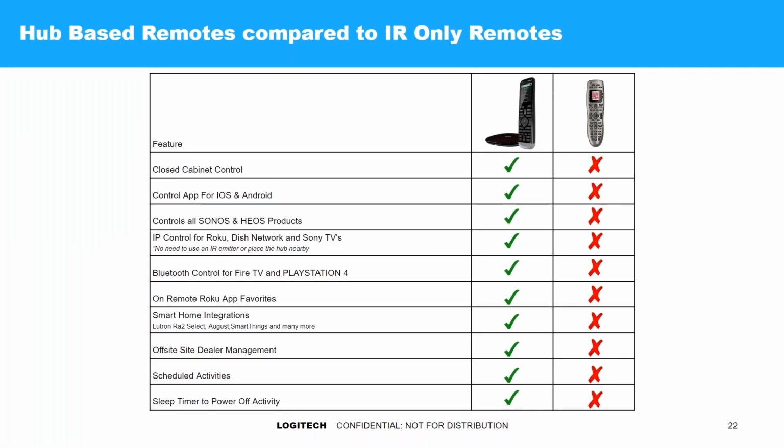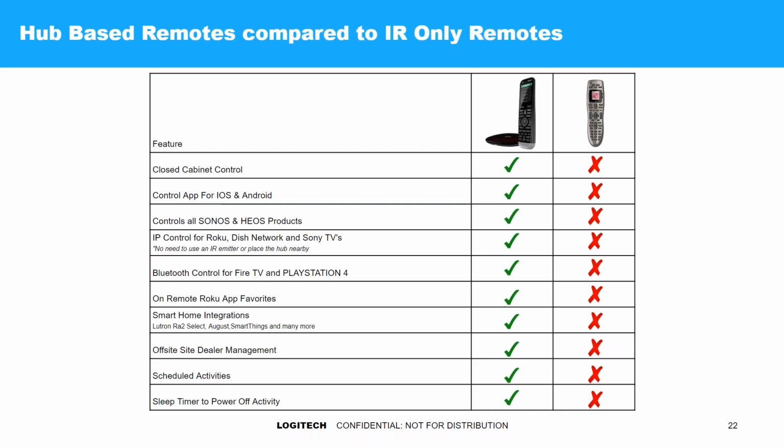And this is just a quick rundown of the benefits of a hub-based product. So you get that closed cabinet control, you have the ability to control it with an app, Sonos, all of these key elements. There are some smaller things that I haven't even discussed, but you can schedule an activity in the morning or in the evening to either start or stop. So there are a lot of extra programming capabilities as well.